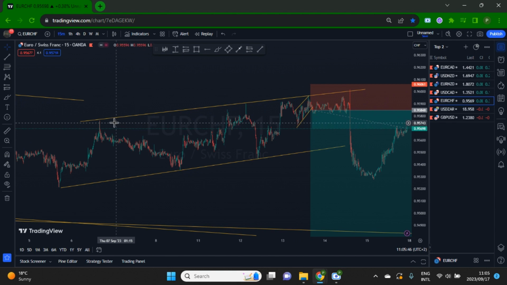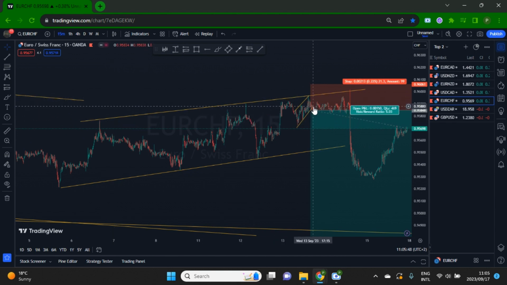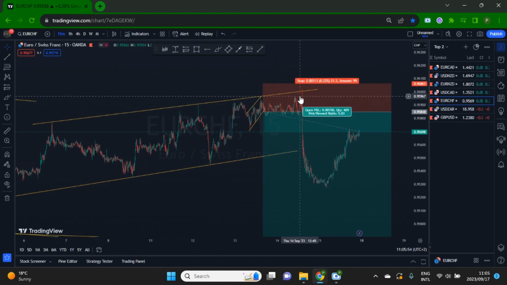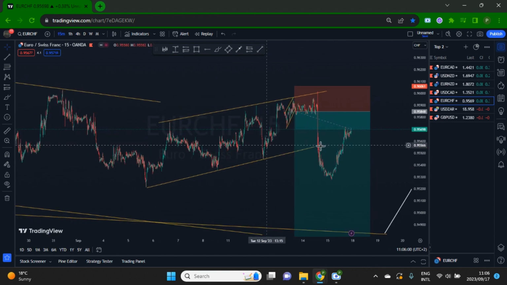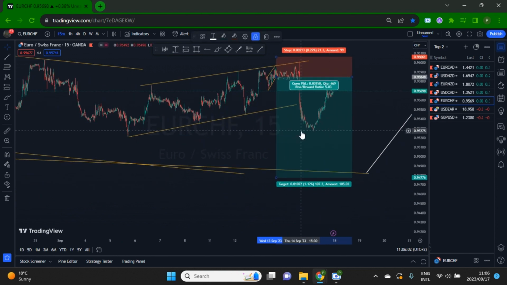So I did anticipate that first, second, third, but then it might come and touch this trend line again, but I don't know where. So I put it above the trend line, and it did. It came, hit here, then it impulsed all the way to the downside, right? Which was so beautiful. Such a beautiful trade.